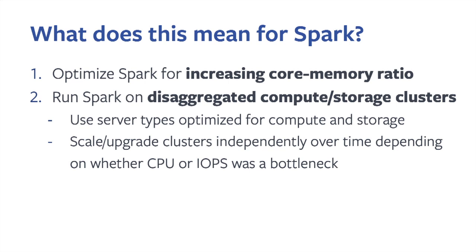Second, given that IOPS is now a bottleneck, Facebook has started to run disaggregated compute and storage clusters. We cannot do the traditional shared-nothing architecture in which you share the same machine for storage and compute. Instead, we want to disaggregate them so that we have one compute cluster and one storage cluster, such that we can scale and upgrade them independently depending on whichever resource becomes the bottleneck. If compute becomes a bottleneck, we can buy more optimized machines on the compute side, but if IOPS, or storage, becomes a bottleneck, we can scale our storage clusters independently.